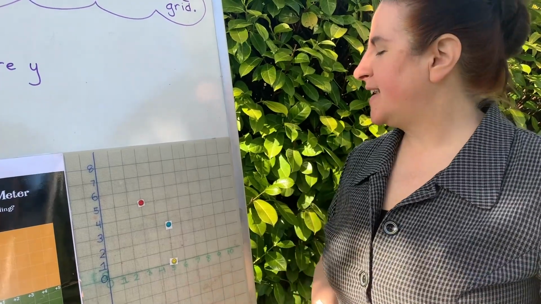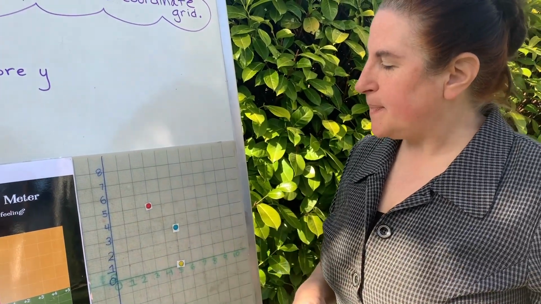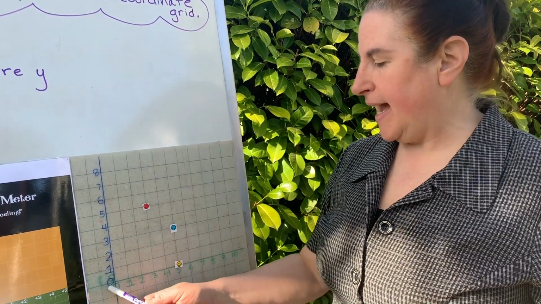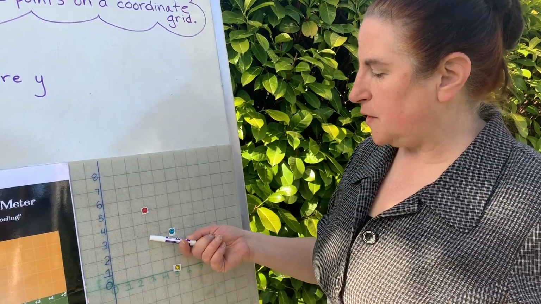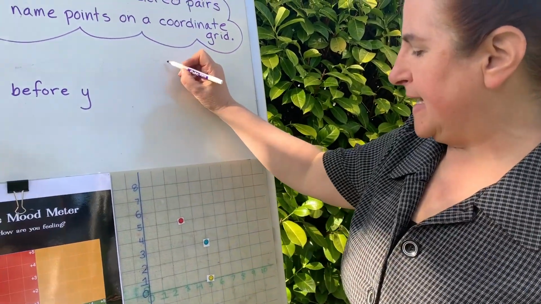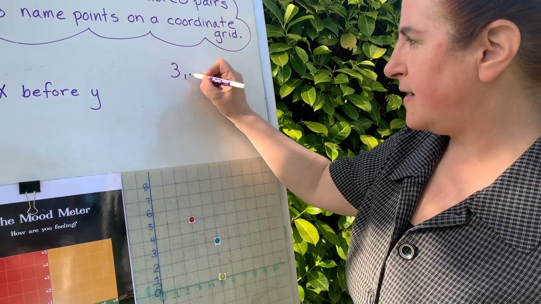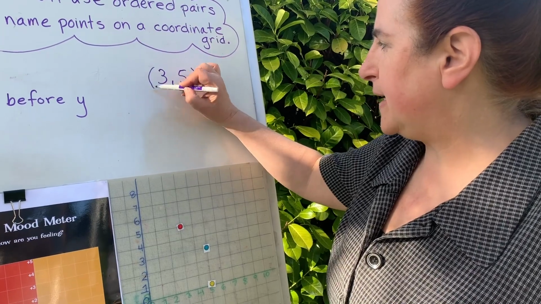Let's practice this. Let's find out if we can say exactly where the red smiley face is. If we go along the x-axis, 1, 2, 3, and then up the y, 1, 2, 3, 4, 5, we find out that the red smiley face is at 3, 5, and that's its address on the coordinate grid.